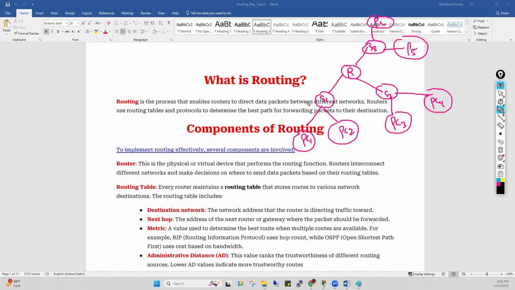For example, here you are using 10.1, 10.2 and 10.10 on this interface. Definitely on this interface, you will use a different network ID, right? Because I already told you, on a router every interface will be in a different network. So for example, here I am using 20.1, here 20.1 and here 20.2. Here I am using again 30.10, 30.1 and 30.2.